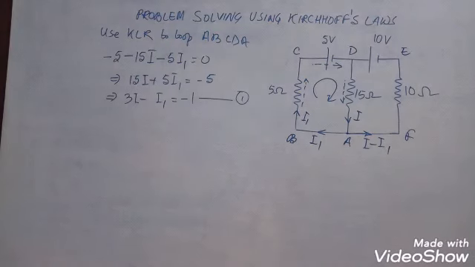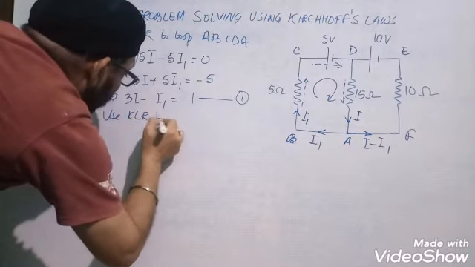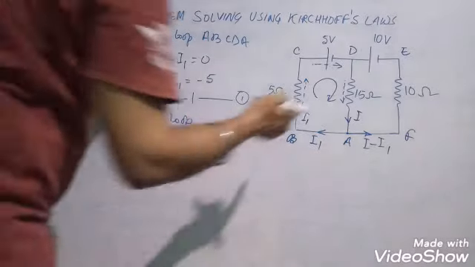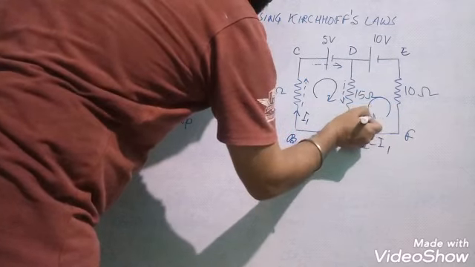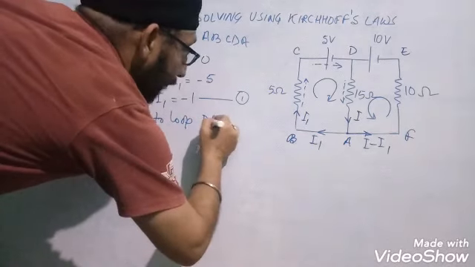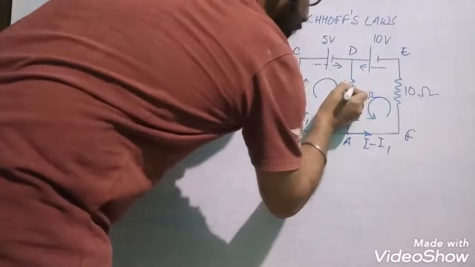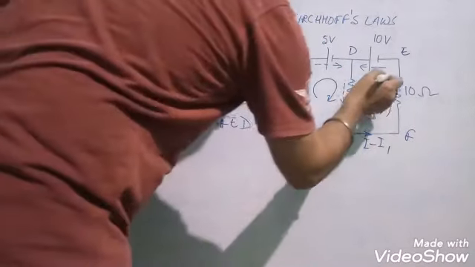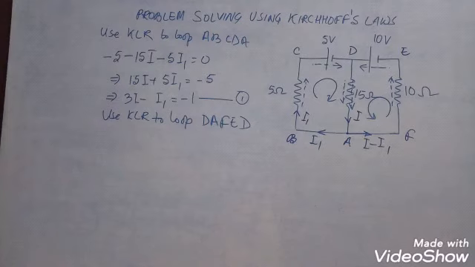Now let us apply the same rule, Kirchhoff's loop rule, to loop D, A, F, E. And we will traverse this loop in the anticlockwise direction. So applying Kirchhoff's loop rule to loop D, A, F, E, D. So the direction of path will be like this. This is the dotted line. This is the direction of path along the resistor of 15 ohm and this is the direction of path along 10 ohm. Let us write down the equation using Kirchhoff's loop rule.